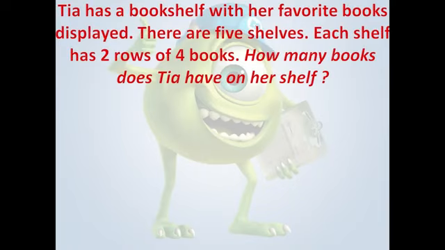Here, Tia has a bookshelf with her favorite books displayed. There are 5 shelves. Each shelf has 2 rows. Okay, that means 5 by 2. Each shelf has 2 rows of 4 books. How many books does Tia have on her shelf? That means I'm going to multiply 5 by 2 by 4.